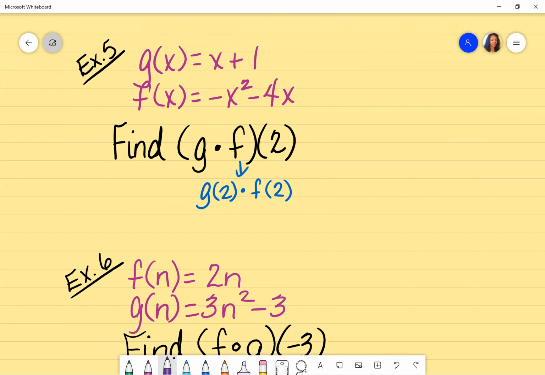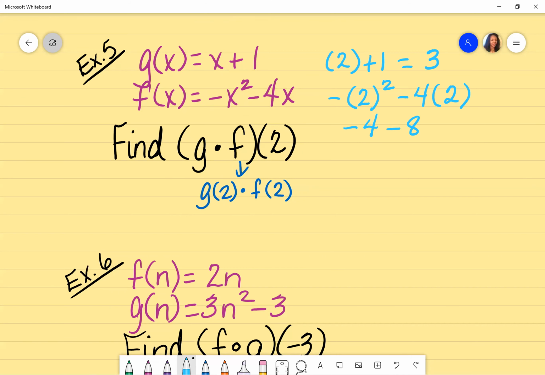So let's just follow the directions. For my g, I'm going to replace that x with 2 and then plus 1. So that's just going to give me 3. And now for my f, I'm going to replace my x with the 2. And again, I'm using parentheses. It will matter. There's a 2 there. And now once I simplify f of x, I have negative 4 minus 4 times 2 is 8. And this is negative 12.